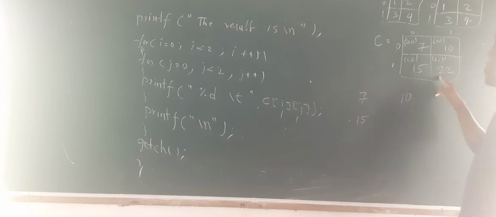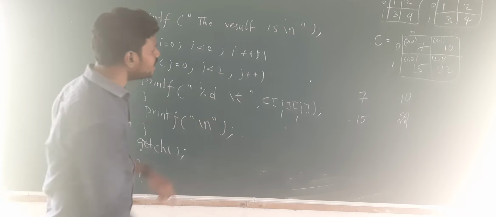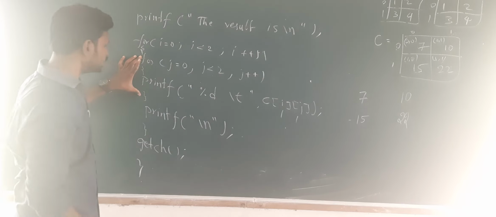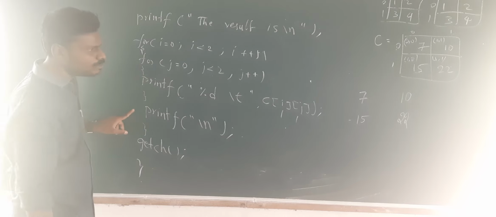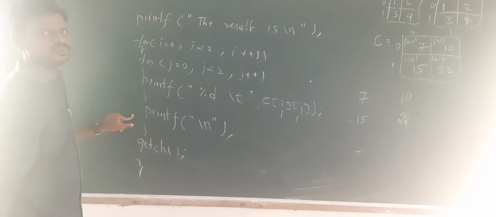At C of 1, I am having 22. Now I need to print that and I need to take a tab space. I will complete that. After completion of this, I will again increment the value of j. j will become 2. 2 less than 2, no it is not. I won't enter it. I will come out and I will print a new line, meaning my cursor will be printing on a new line.